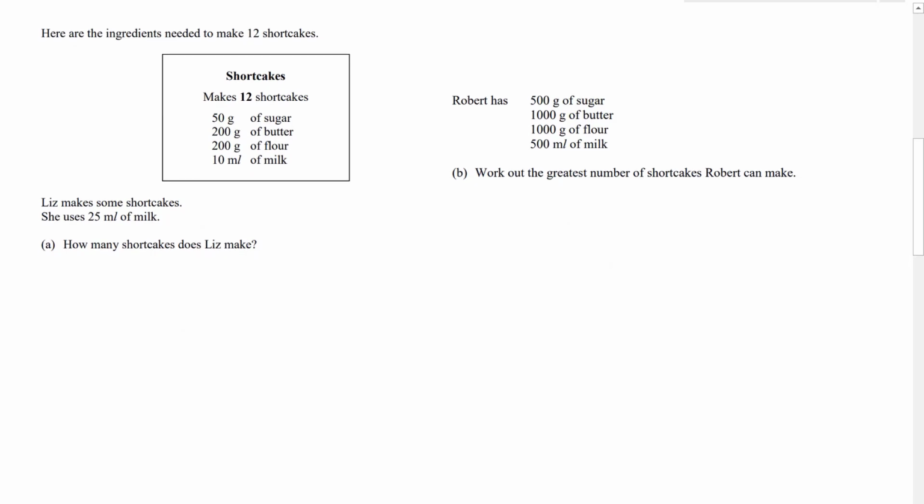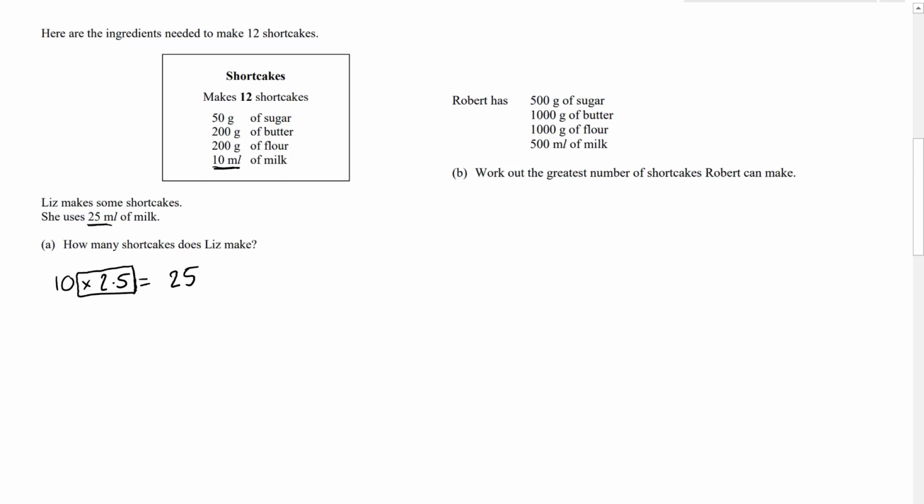So now this second question, here are the ingredients needed to make 12 shortcakes. Liz makes some shortcakes. She uses 25 milliliters of milk. How many shortcakes does Liz make? So this list of ingredients makes 12 shortcakes, and we need 10 milliliters to make 12 shortcakes. If we're now using 25 milliliters, we have to work out what is the multiplier there. So 10 times something is going to give you 25, and that something is going to be 2.5. 10 times 2.5 is equal to 25, so your multiplier is times by 2.5.